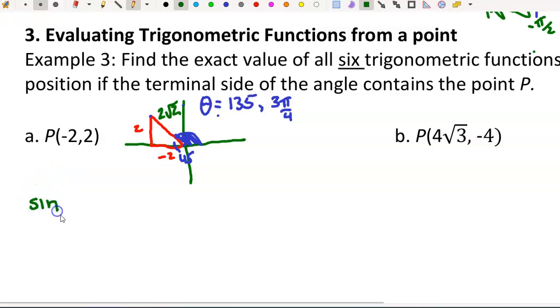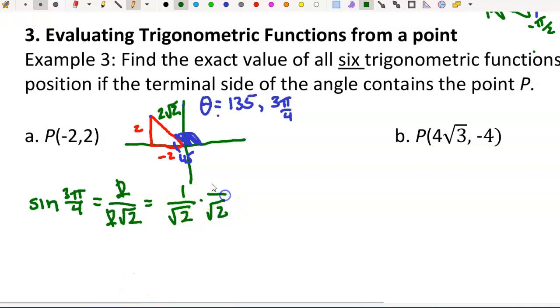So we're going to do sine 3 pi over 4. So we have, let's see here. It's opposite. So we get 2 over 2 root 2. Which reduces to 1 over root 2 if I cancel out the 2's. Usually don't want radicals in the denominator, so I can just rationalize by multiplying by root 2 over root 2. And we got root 2 over 2. Sometimes written as 1/2 root 2, but most of the time we write it that way. These would be equivalent.